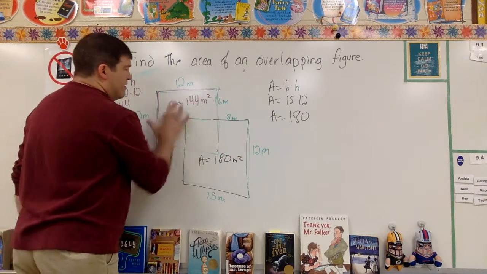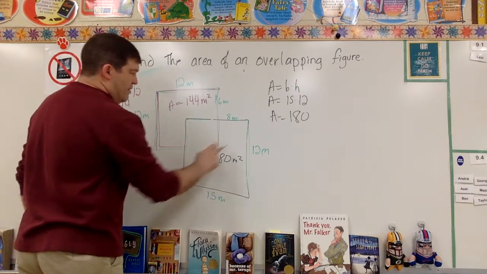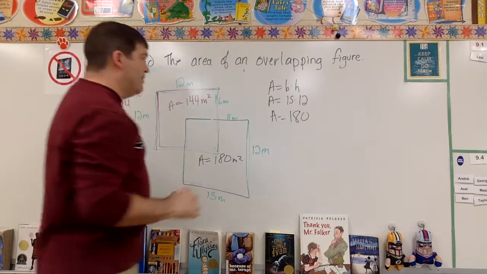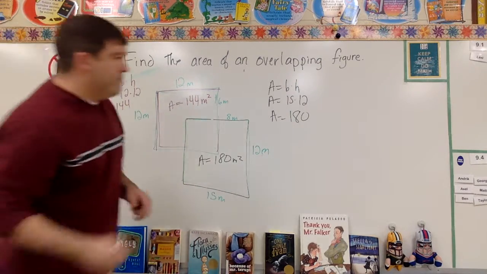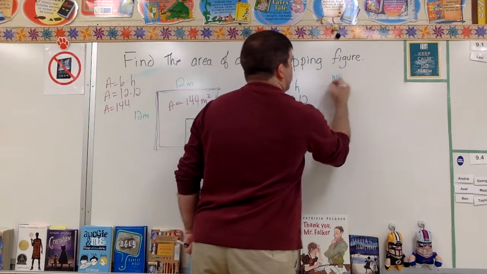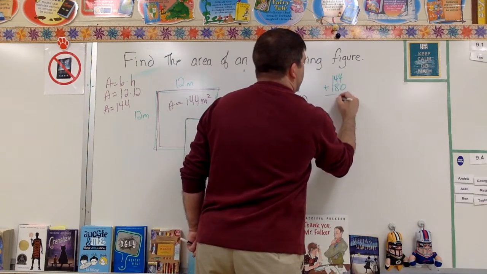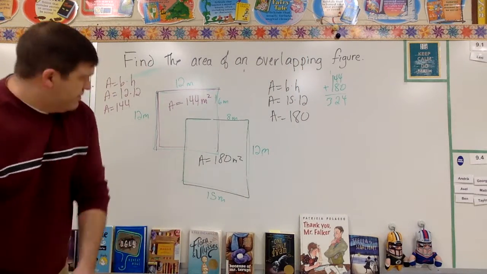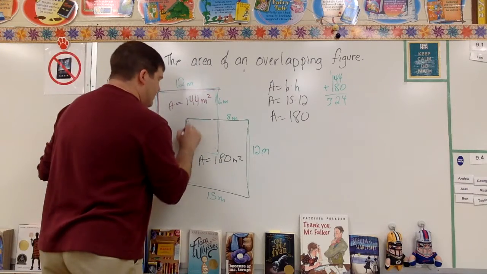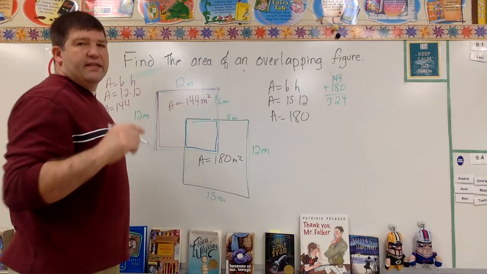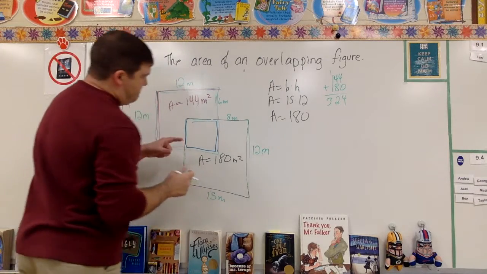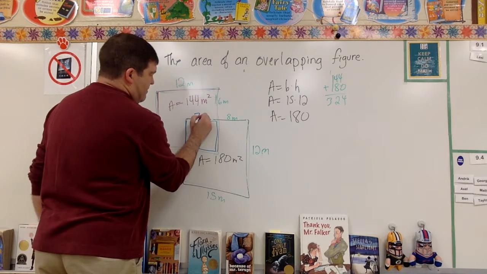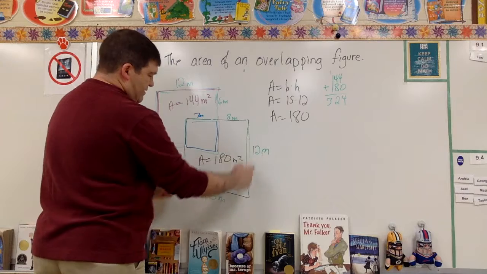Okay? So this whole area, this red one, is 144. This black one is 180. Now they overlap, so I've included this twice. I don't need that twice. But let's add them up. Let's see what we get. 144 plus 180 equals 324. Now, what I'd like to do is find this and get rid of it one time. Okay? Let's see. This is 8. This is 12. So this must be 7 meters. Because 7 plus 8 is 15.